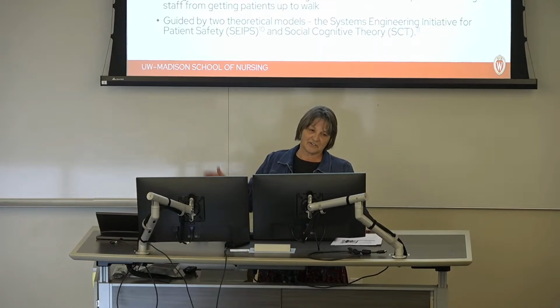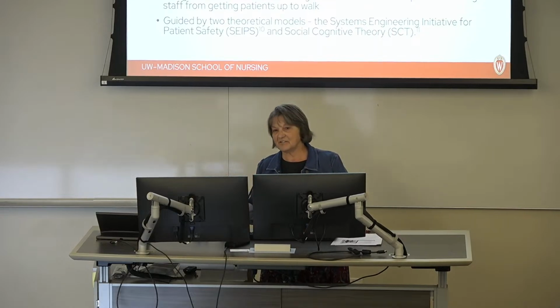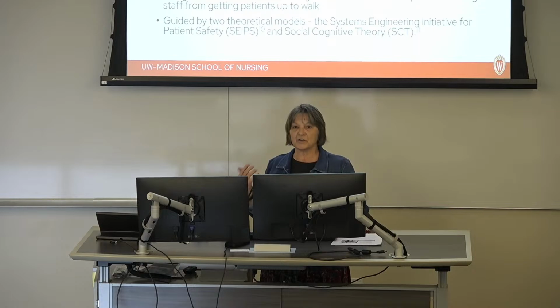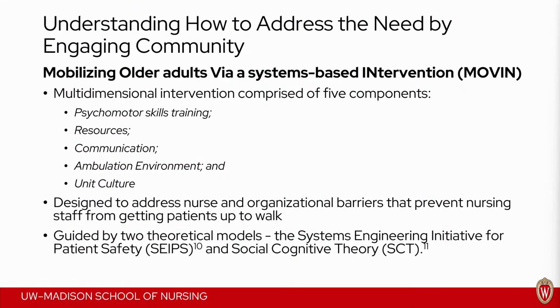So Dr. Steege and I thought, all right, we should be able to figure out what to do. So we took our research and thought about how to map this onto a systems model, and how to think about behavior change. So we integrated social cognitive theory, and we came up with this multidimensional intervention that consisted of 5 components. We knew we had to address training, we had to address resources, we had to think about communication, we had to think about the whole ambulation environment, and we had to address unit culture.